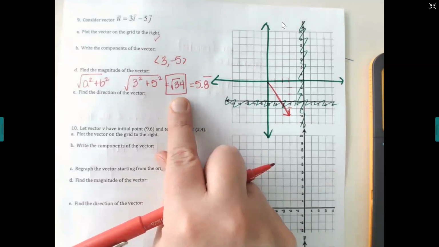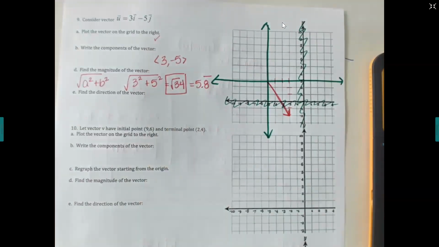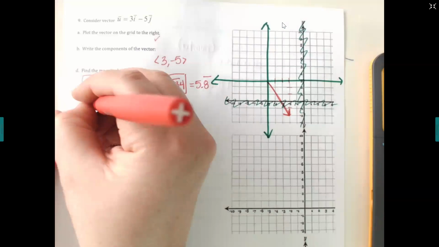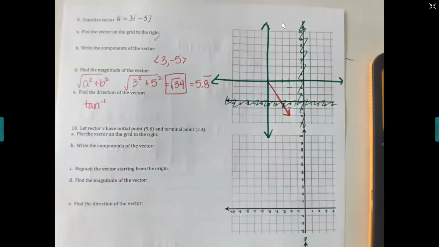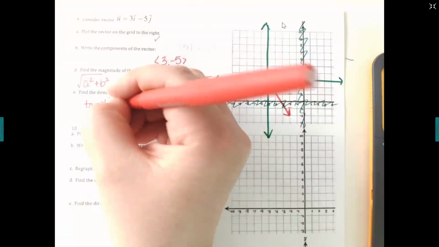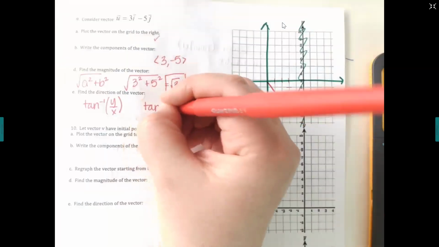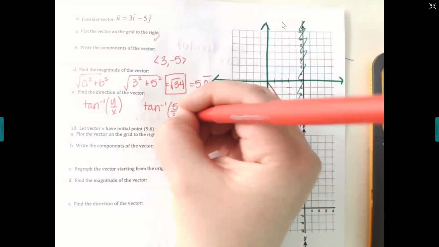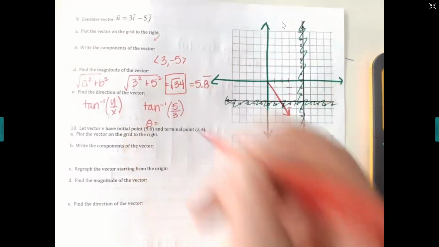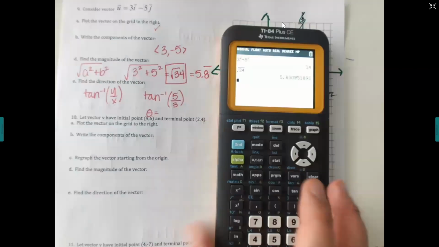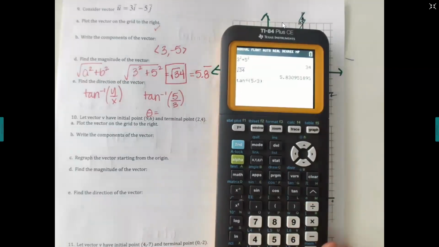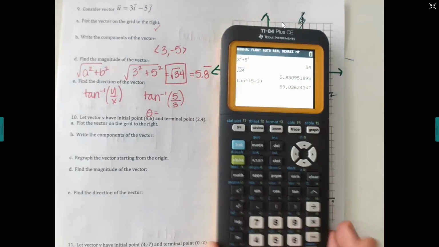Okay? Then it asks me for direction. How do I find direction of the vector? Okay, so tan -1, we're gonna call that inverse tan. And then what order do I put the x and the y? Y over x. So in this case, I'm finding the inverse tan of what? 5/3, we don't care about the negative. So in your calculator, find inverse tan or second tan, 5/3. You can use the pretty fraction if you want to, but you don't have to. Comes out to 59 degrees.